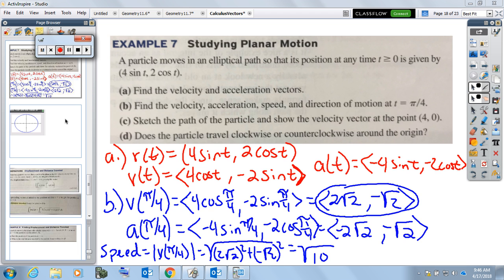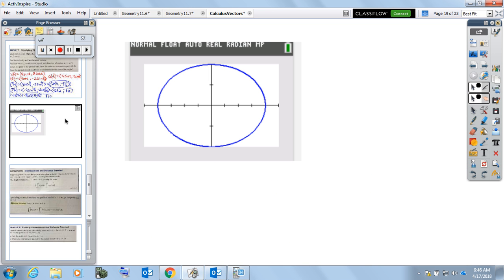Okay, so what does this graph look like? I went ahead and graphed our elliptical path that we see here. And again, we do this by putting it into parametric mode. I just simply graphed 4 sine t and 2 cosine t here. And so for part C, it says sketch the path and show the velocity vector at the point 4, 0.